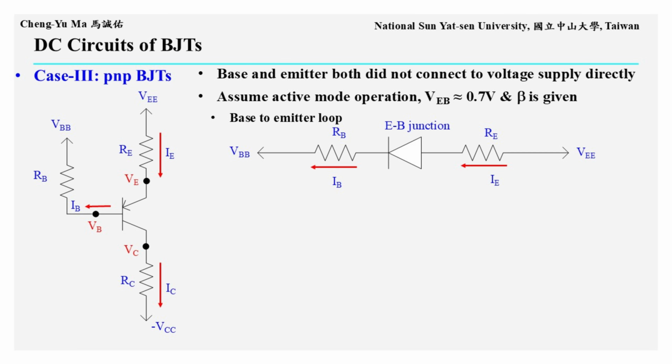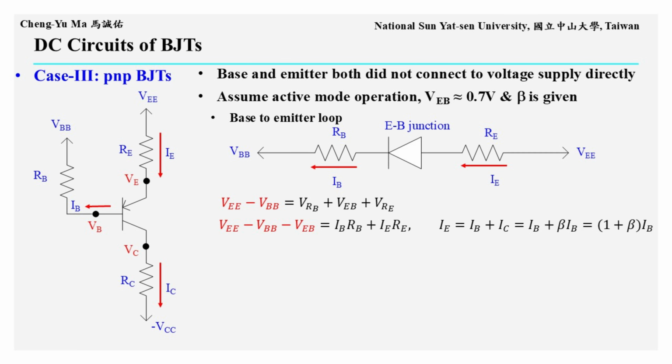Here, we isolate the base to emitter path for the PNP circuit. Starting from the base side DC bias voltage VBB, the path goes through RB, then through the EB PN junction, then through RE, and finally reaches the emitter side DC bias voltage VEE. The total voltage difference along this path is VEE minus VBB. This voltage is dropped across RB, the EB junction, and RE. Therefore, VEE minus VBB equals VRB plus VEB plus VRE.